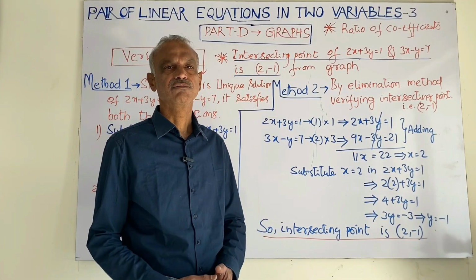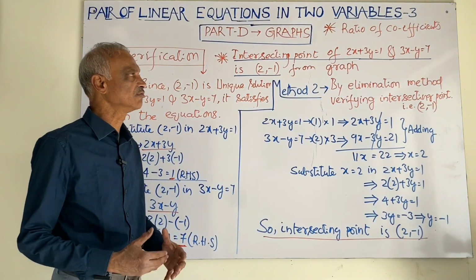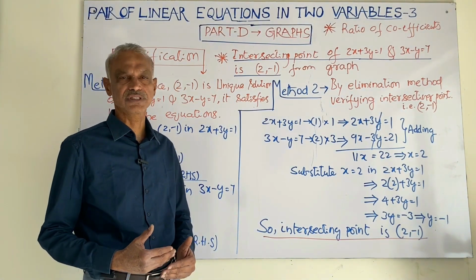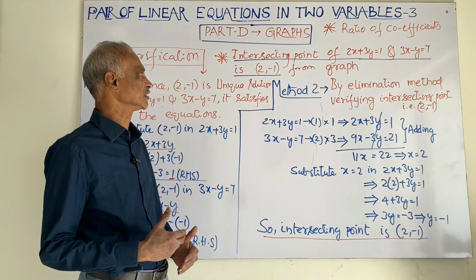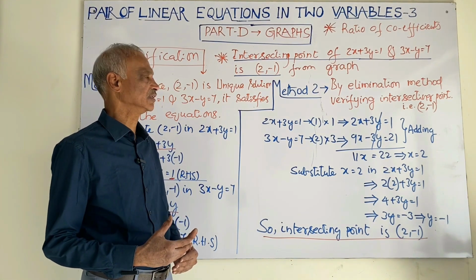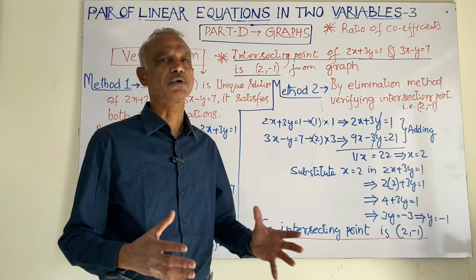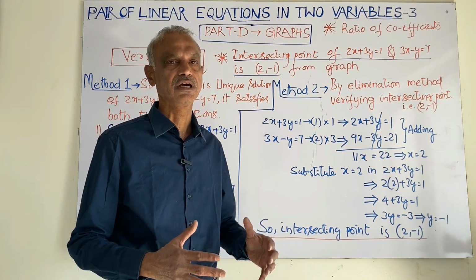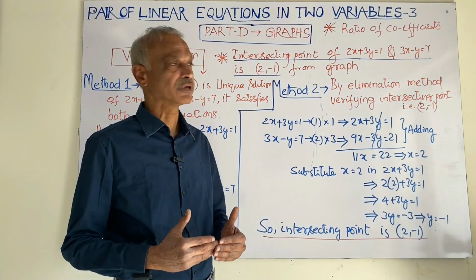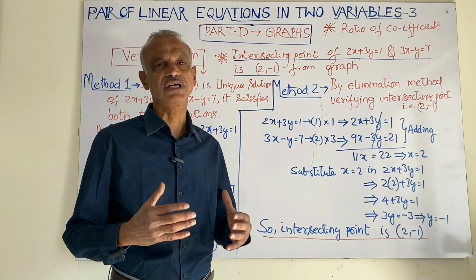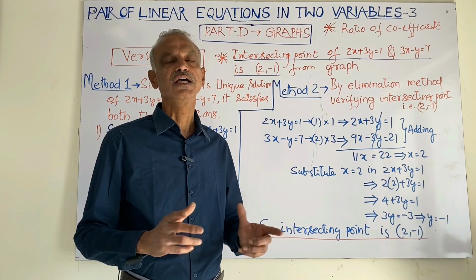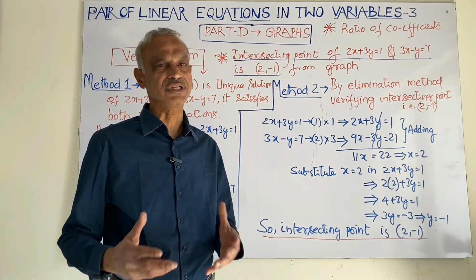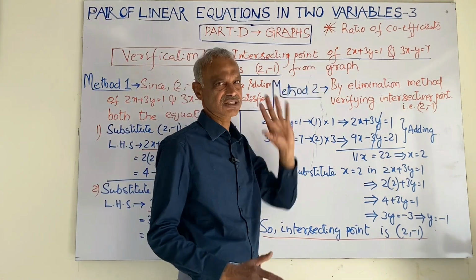Hi students, we found the intersecting point of 2x plus 3y is equal to 1 and 3x minus y is equal to 7 graphically. What is the intersecting point? (2, -1). You should remember the steps involved when a problem is given. First, find the ratio of the coefficients and compare the ratios, to see whether they are intersecting, parallel or coincident lines.